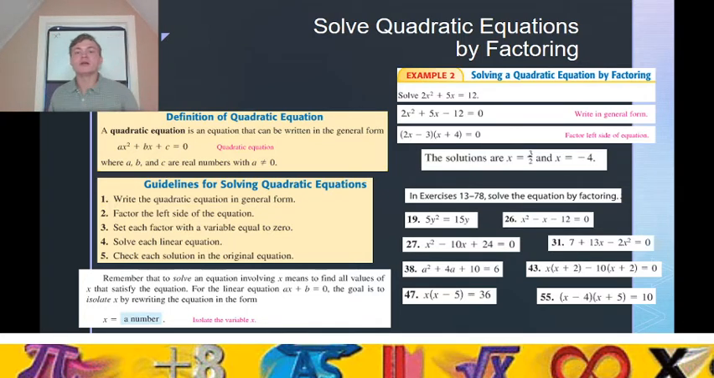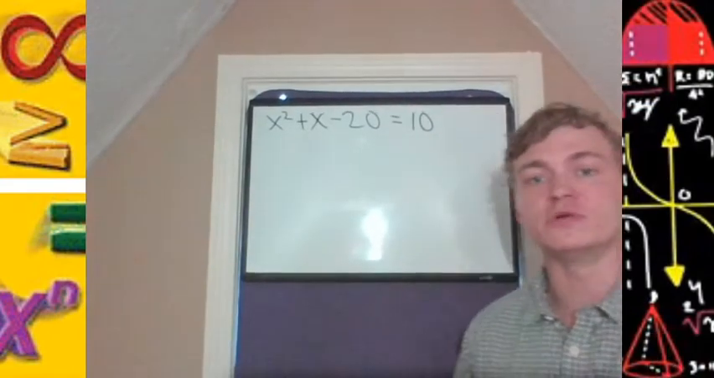If I do the outer product for 55, x times 5 is 5x. The inner product is minus 4x. Positive 5x minus 4x is positive x when we combine. Lastly, negative 4 multiplied by positive 5 is negative 20. This, of course, equals 10. So notice what we did here. We rewrote the product of our binomials as 4 terms where the inner and outer product combine to give us the positive x. Therefore, we have our trinomial set equal to 10.